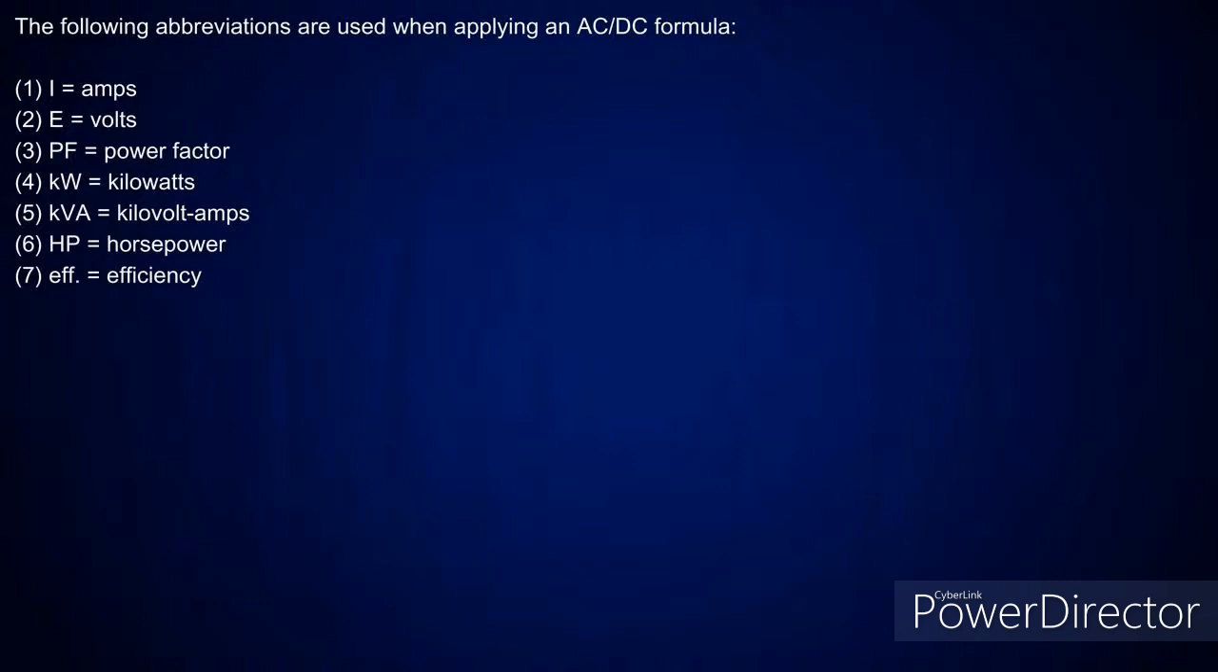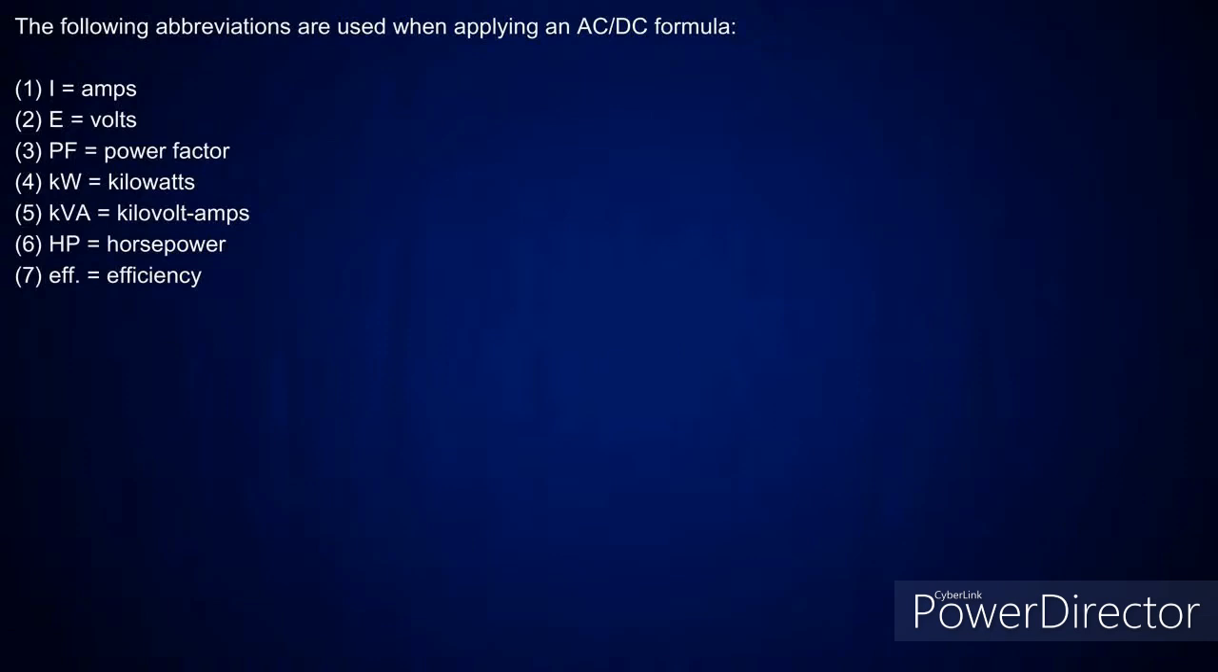That'd be cool. Okay, now as you look at your AC/DC formulas, you've got some certain letters that are used, and they mean something. Anytime you see I, we know that's amps. Anytime you see E or V, that's volts. PF is power factor, KW is kilowatts, KVA is kilovolt amps, HP is horsepower, and EFF is efficiency. Those are the terms we need to know when we're applying AC/DC formulas.